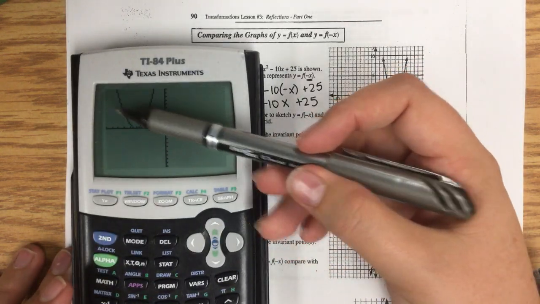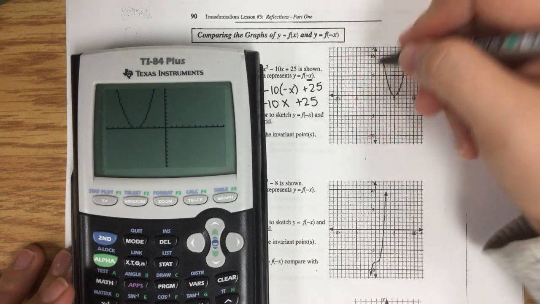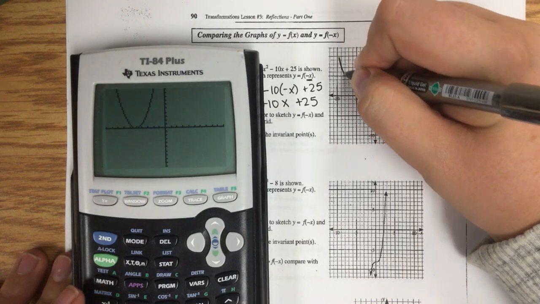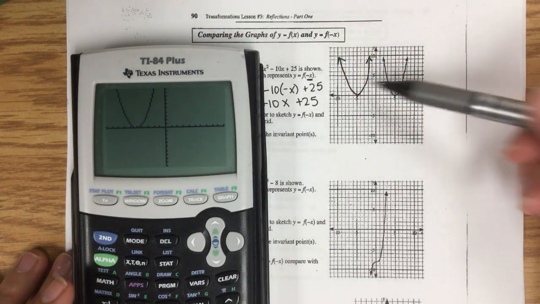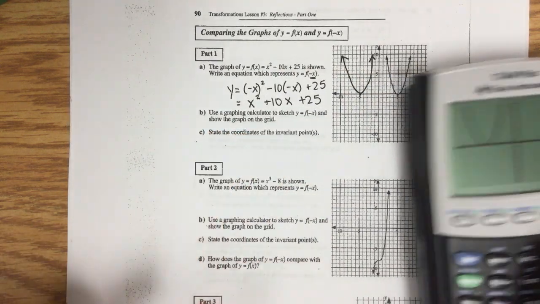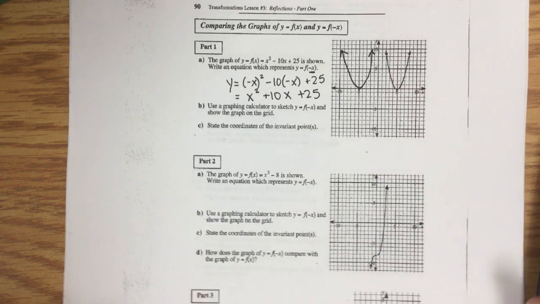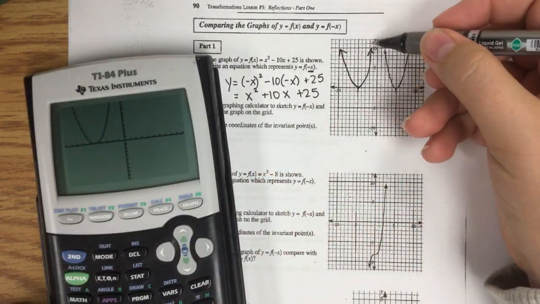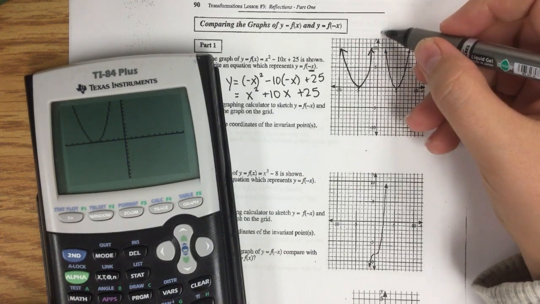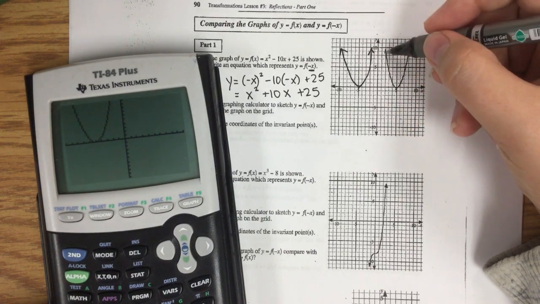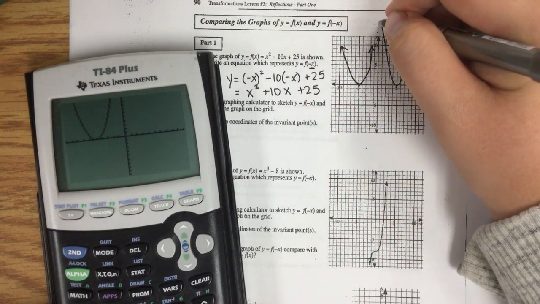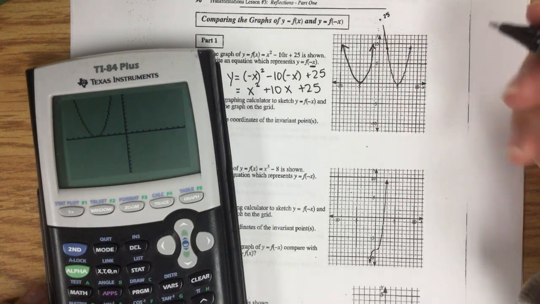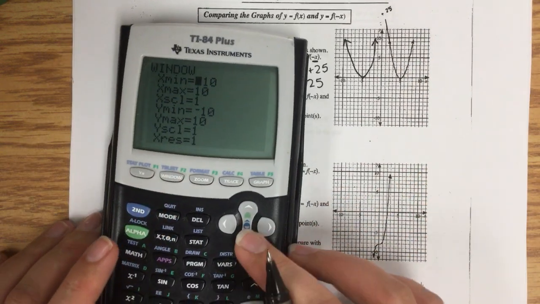And so I can see it's a parabola shape. The x-intercept is at -5. Just do a quick sketch to show that it is now in a different quadrant. Use the graphing calculator to sketch. Okay, done. State the coordinates of the invariant points. Now, I really haven't drawn my graph high enough to see any invariant points, but this is headed towards the y-axis, and if I had continued this up, I could tell by the original equation that it would pass through at positive 25.